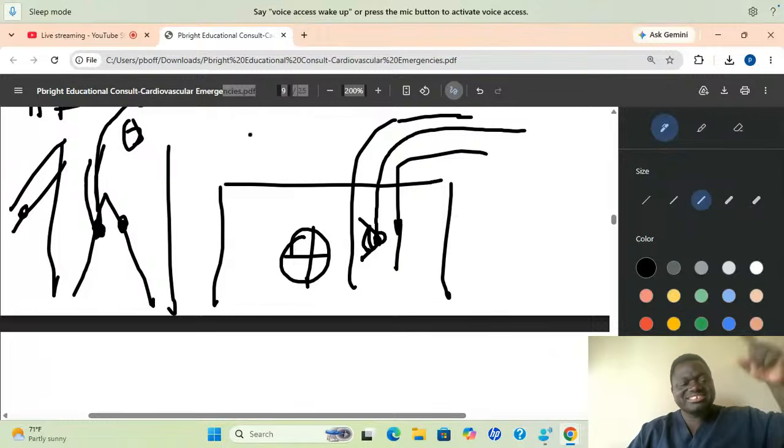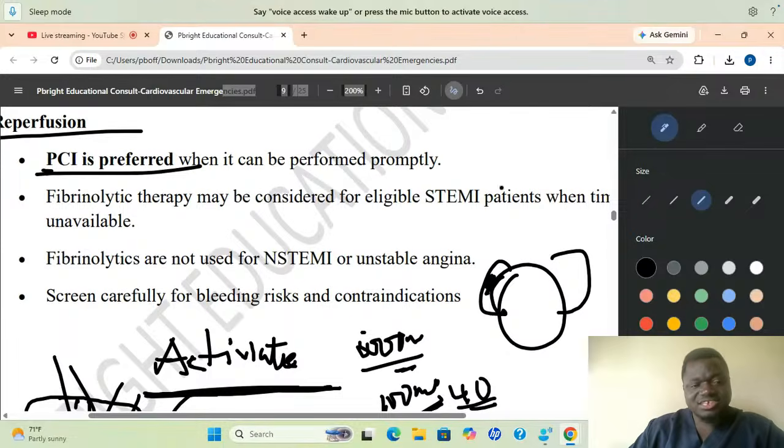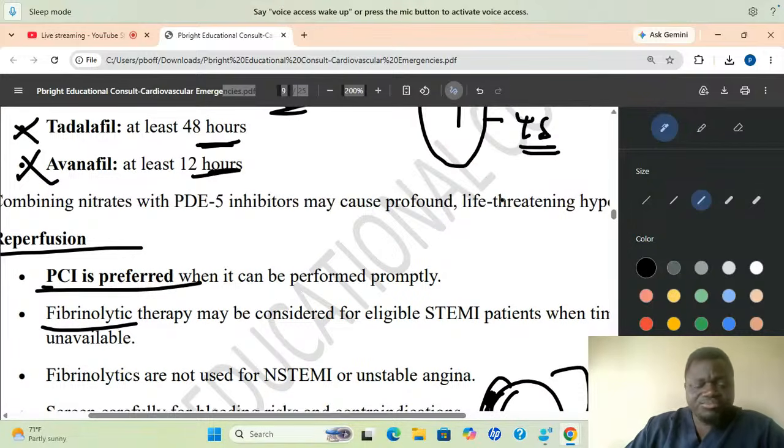If there is a dissection, they will go and solve that one. So you do this one. There is a clot. We need to give a fibrinolytic. Fibrinolytic.